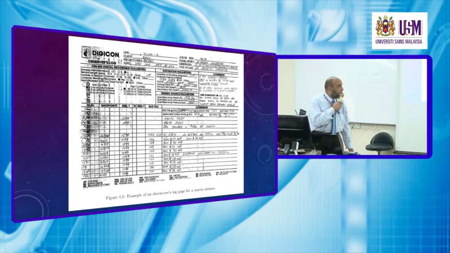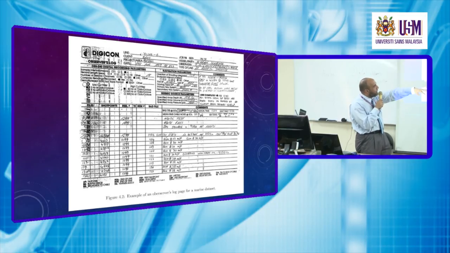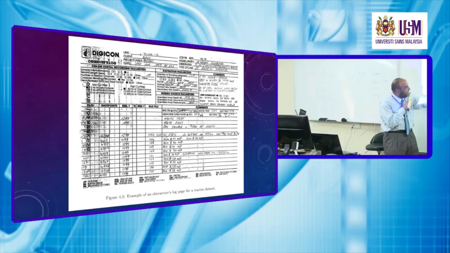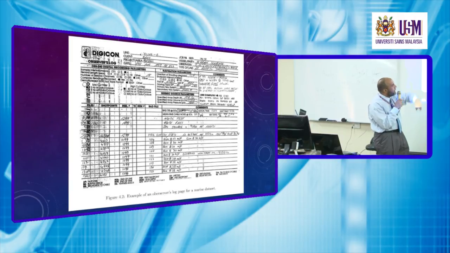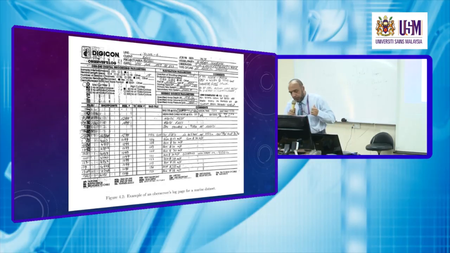This is an example of a surveyor or observer's log. He's writing everything, commenting about everything in this, what happened in this shot, if there is some problem. And here is a bad file. He's stating here some bad file, the conditions, everything about the experiment is written here.